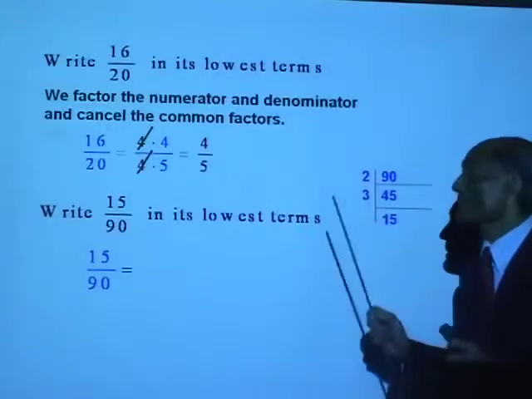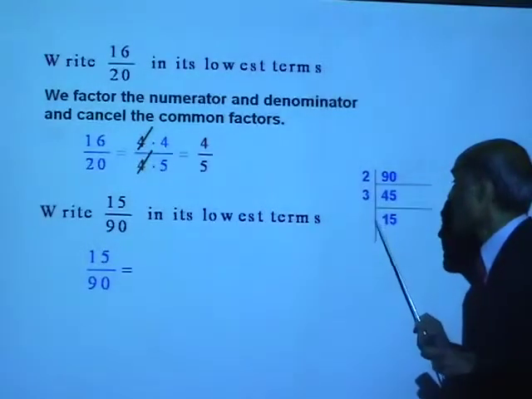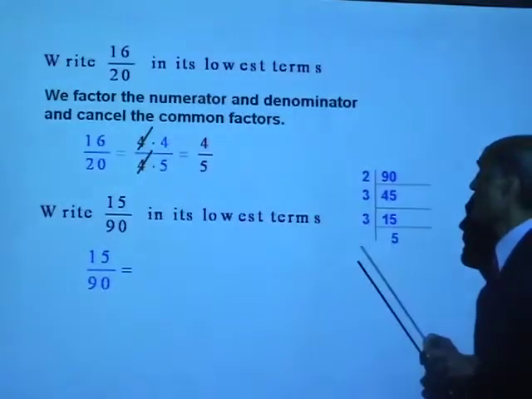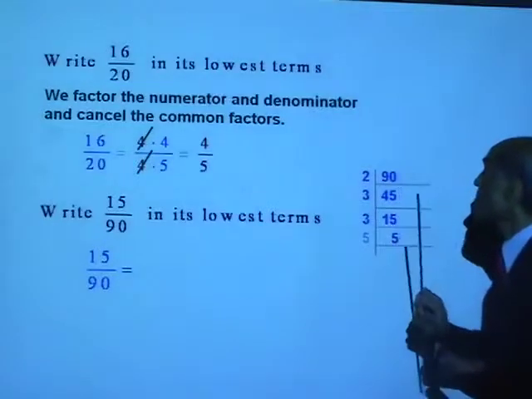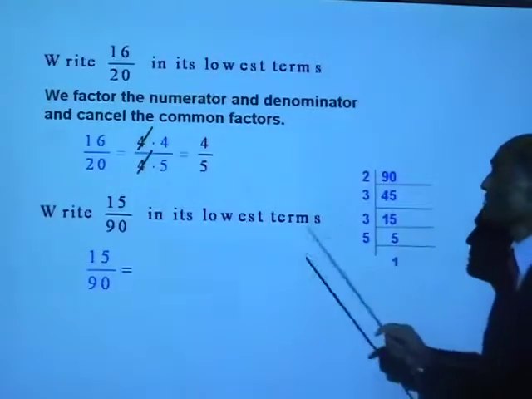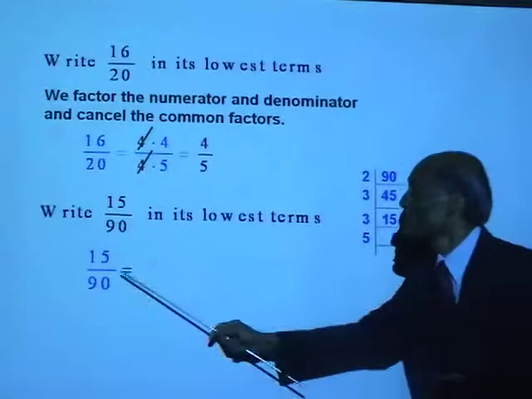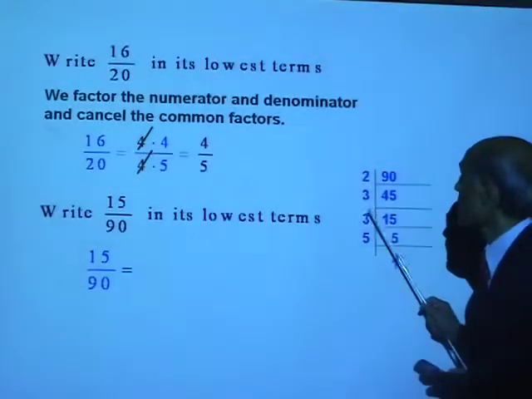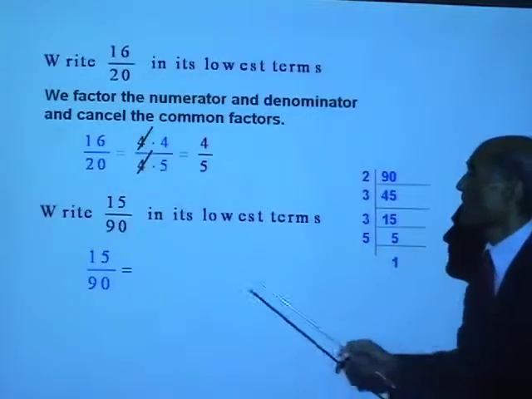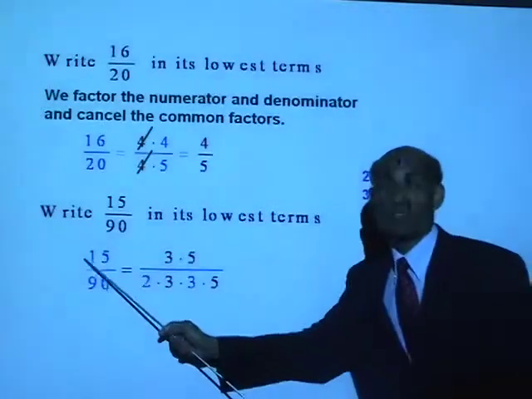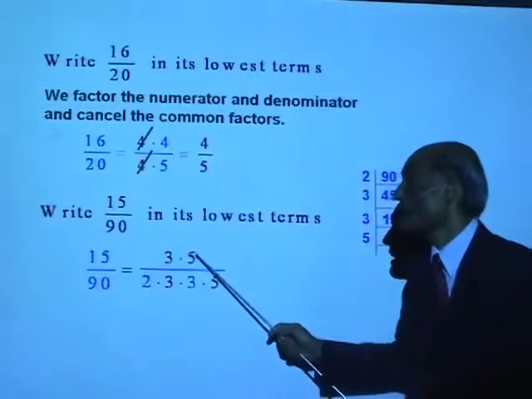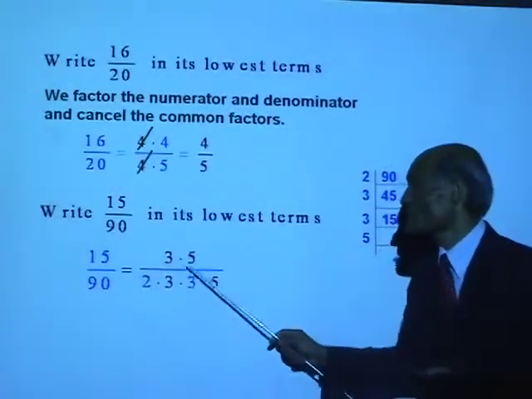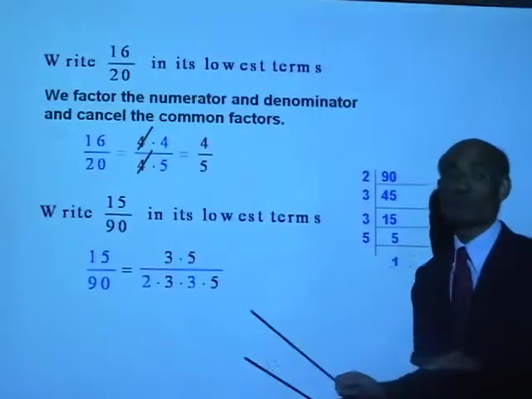Is that right? 15 can be divided by 3. And 15 divided by 3 is 5. 5 can only be divided by 5. So these are the factors of 90. 90 is 2 times 3 times 3 times 5. Alright, so you got 15 equal to 3 times 5. And 90 is 2 times 3 times 3 times 5.